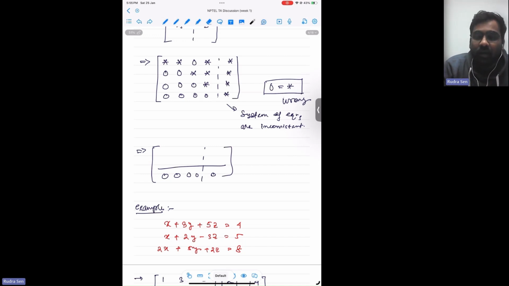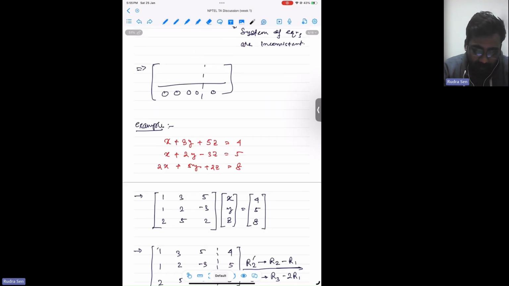It's not necessarily a unique solution. It's not necessarily many solutions. I'm not talking about that. I'm saying that we will get at least a solution. Okay. Now let's start with an example.